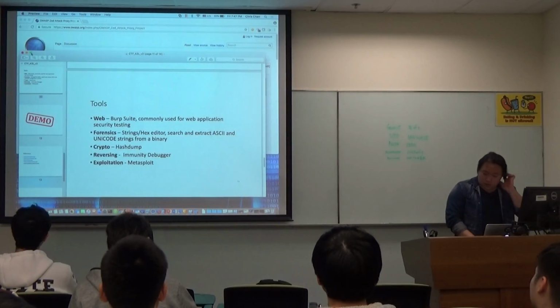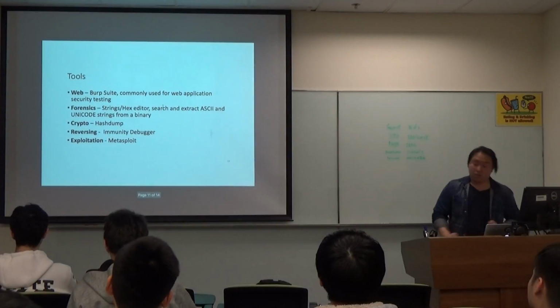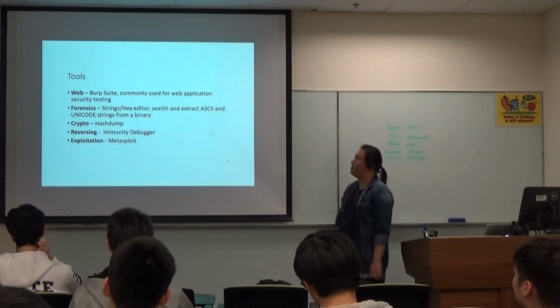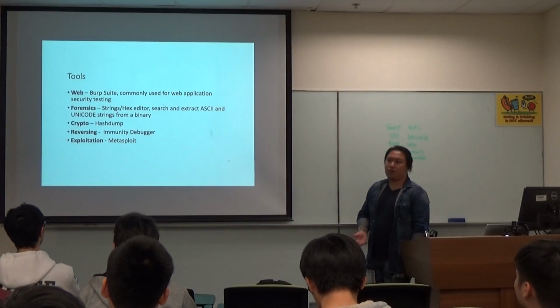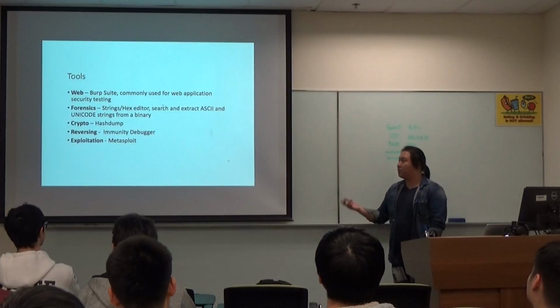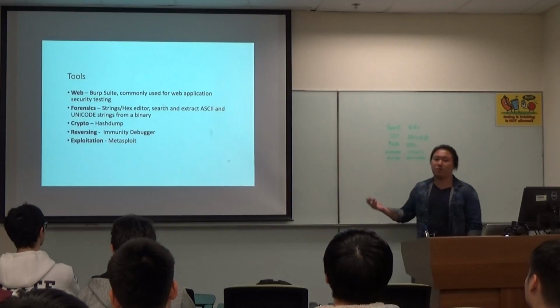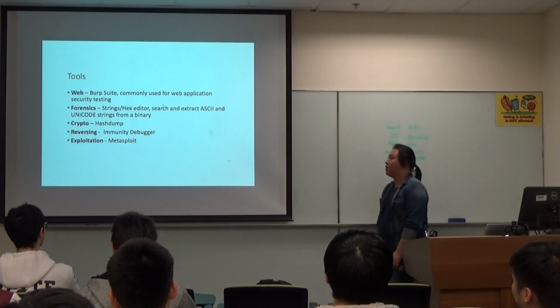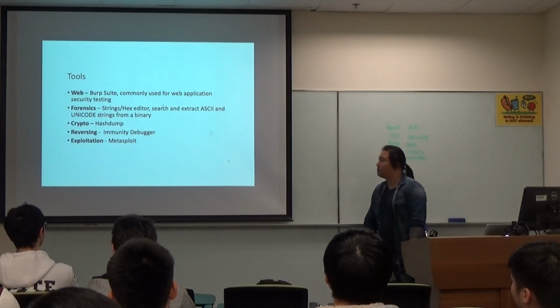So for the forensic part, basically we try to identify the file first. For example, we use the file command. We run strings on the file, try to find some plain text information, and we use a hex editor to search for some juicy information.